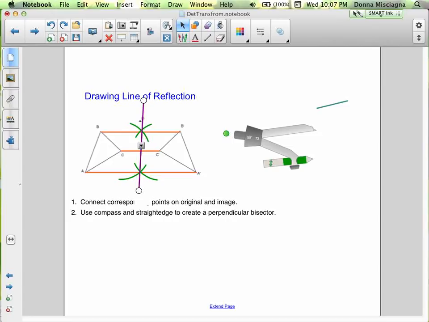In the next podcast, we're going to look at reflections in the coordinate plane.